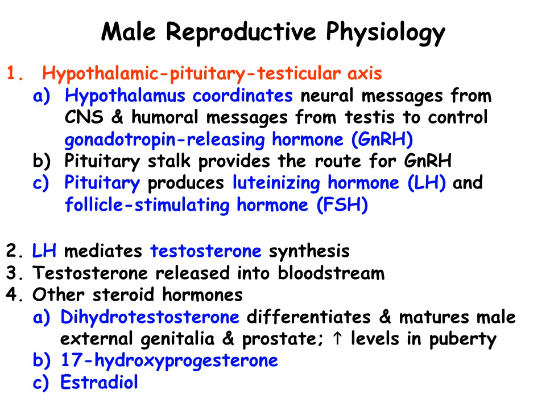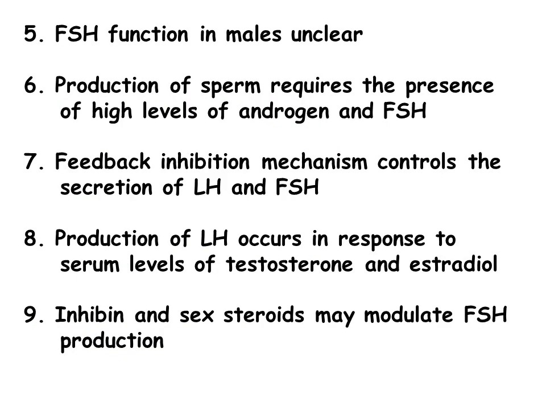Luteinizing hormone will mediate testosterone synthesis, so it helps to stimulate it. And when testosterone is produced, it is released into the bloodstream to have its multiple effects on different organs. Other steroid hormones that will participate: dihydrotestosterone actually differentiates and matures the male external genitalia and the prostate, and is very much increased in puberty. And then 17-hydroxyprogesterone is important, as well as estradiol. We don't really know the function of follicle-stimulating hormone in males, but we do know a small amount is produced. And sperm requires, however, the presence of high levels of the androgens and follicle-stimulating hormone. So there must be some role that it has.